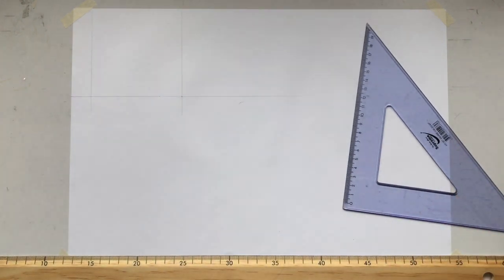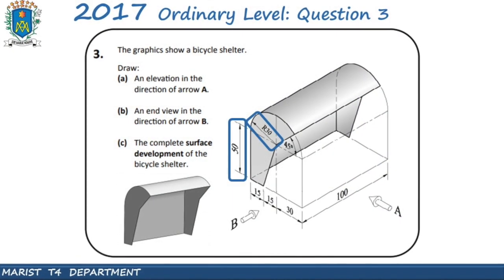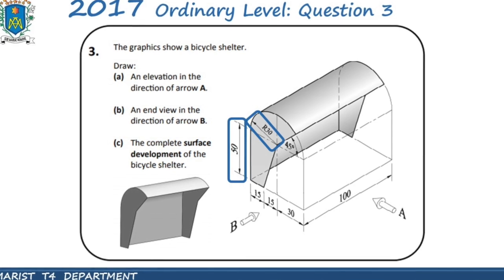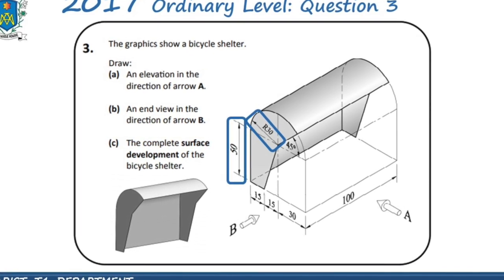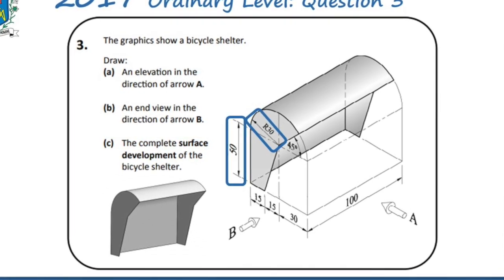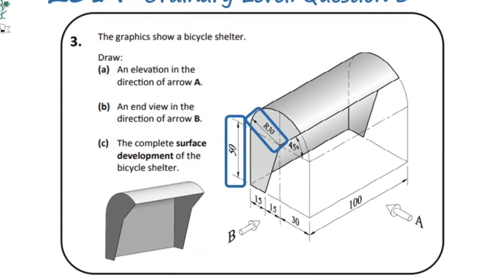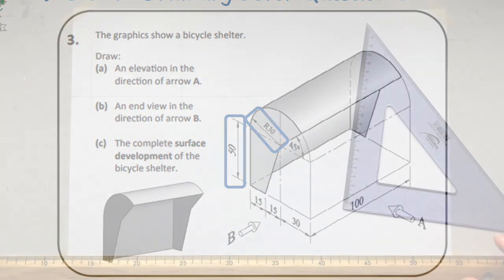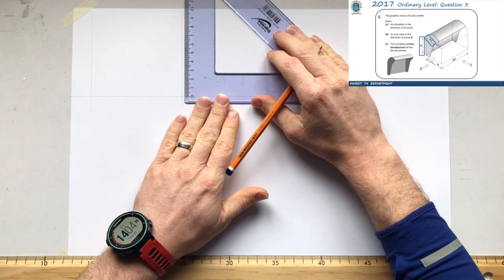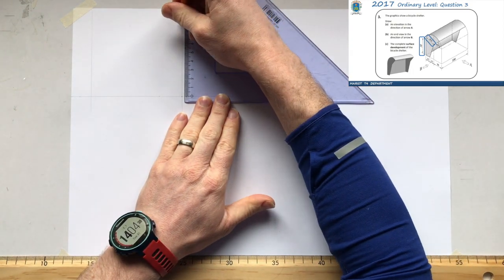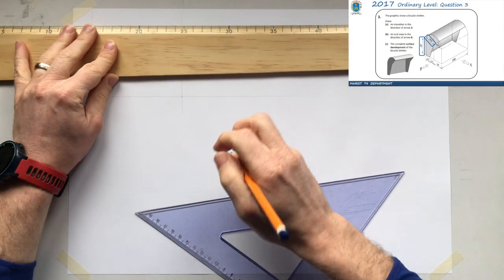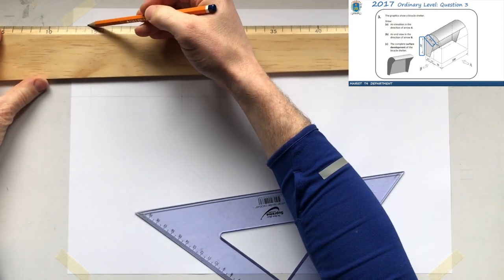If we look at our question again, we want to try and work out the height. Well, we see at the back left, we can see a height of 50. And then also we've got the radius for our curved roof, which is radius 30. So that gives me an overall height of 80. So I'm going to mark off the height up here at 80. That's the total height of this piece. And again, I'm going to draw a light line all the way across.